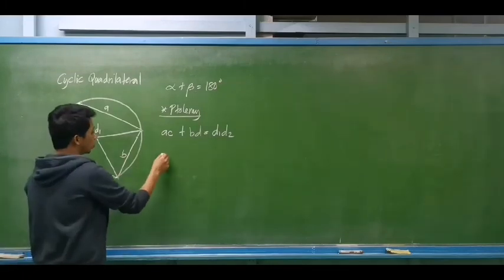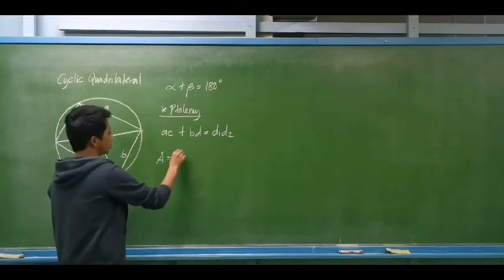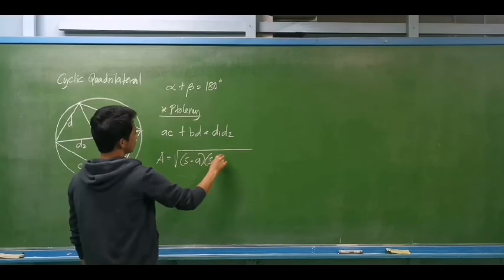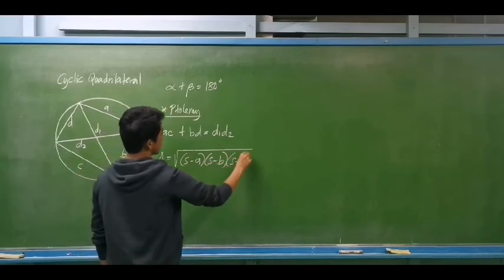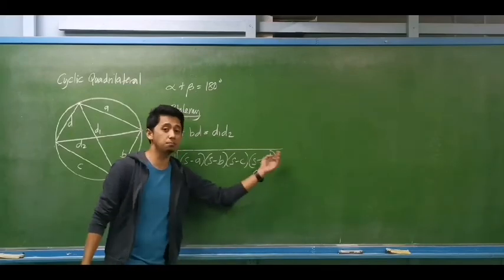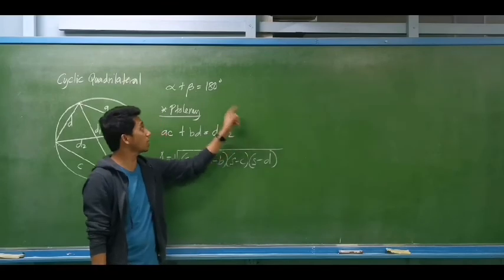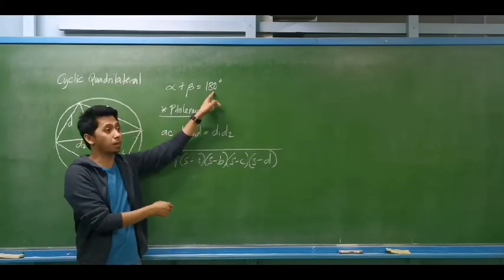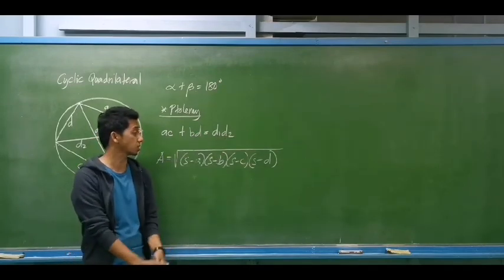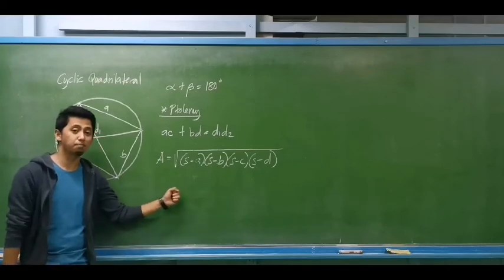So paano na natin kukunin yung area? Yung area ng isang quadrilateral is equal to the square root of (S minus A)(S minus B)(S minus C)(S minus D) minus ABCD cosine squared of epsilon over 2. Mawawala yung ABCD cosine term, kasi nga yung mangyayari dito is parang cosine of 180 over 2, that is cosine 90, and cosine 90 is 0. So ito lang yung gagamitin natin. So let's have an example.